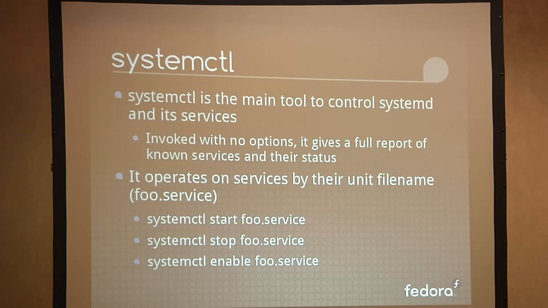Now, the tool that systemd uses to control systemd and its services is a tool called systemctl. And systemctl, invoked with no options, will give you a full report of all the known services that it is aware of. It will tell you whether they're on, they're off, their short status, is it running, is it dead, is it disabled, what PIDs are running for it. And then you can specify by the unit file name: tell me more about this, start, stop, enable, disable.